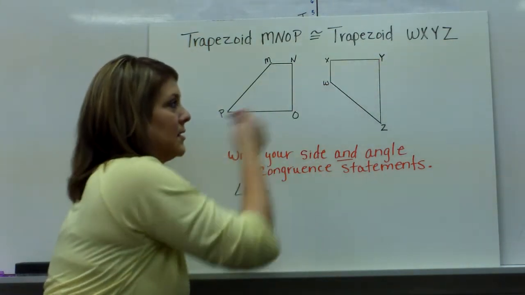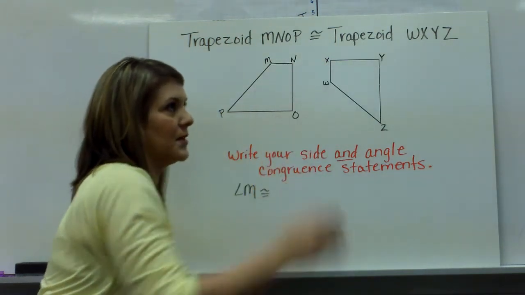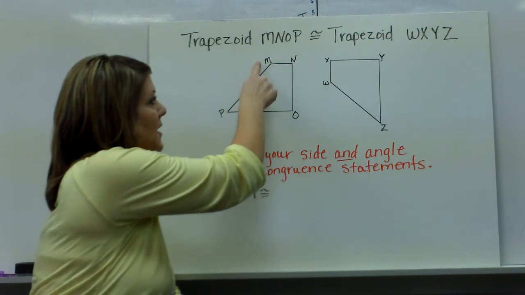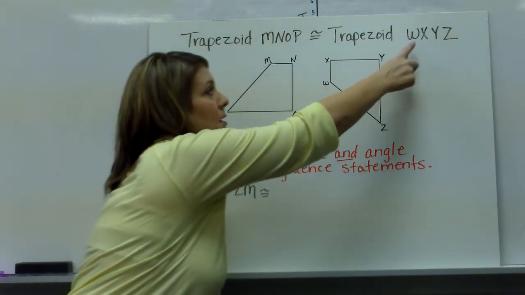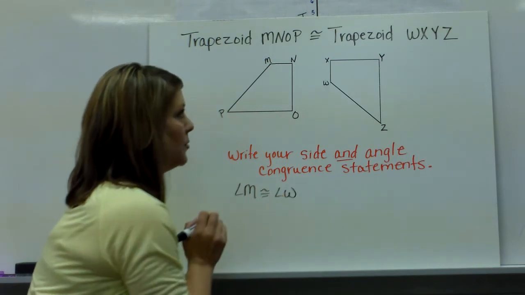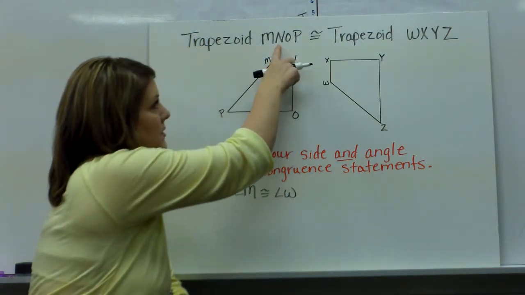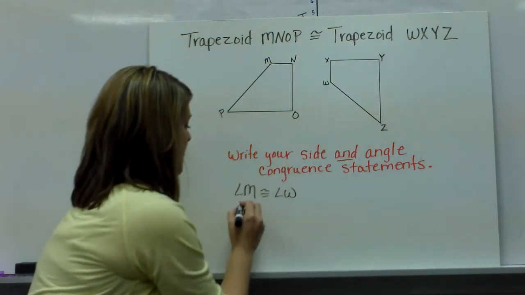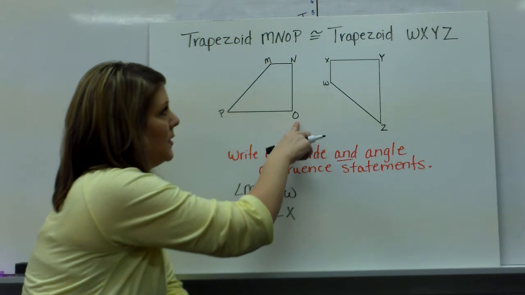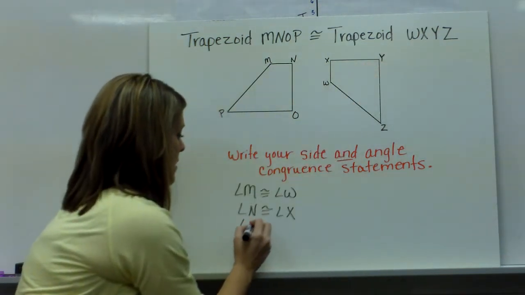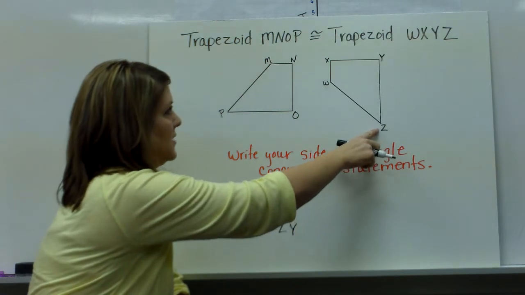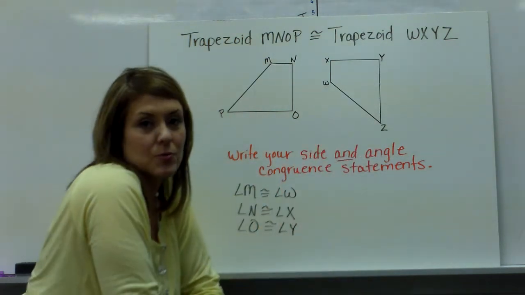Now this one's rotated a little bit, so we're not going to match M with X just because that's the top right or top left corner. You've got to make sure you're picking corresponding angles. So for instance, in this case, M actually corresponds with W. And if you notice in the name, they're in the same location when they're named. So angle M is congruent to angle W. Angle N is congruent to angle X. Angle O is actually going to be congruent to angle Y. And then angle P is congruent to angle Z. If you notice, that's the acute angle, so I would definitely make sure those are matched up.